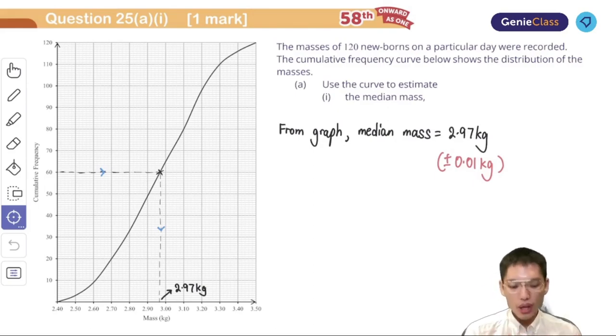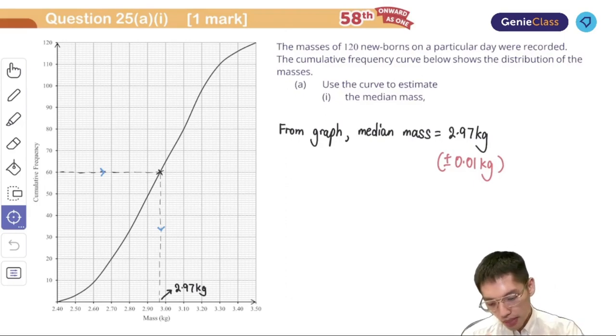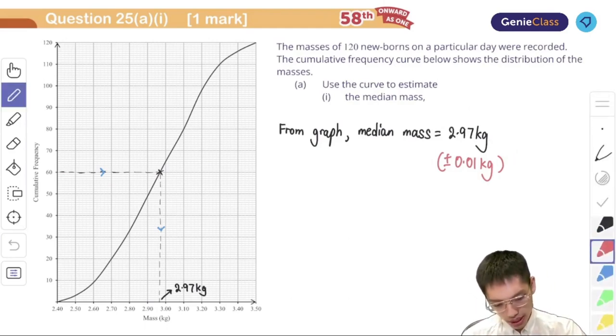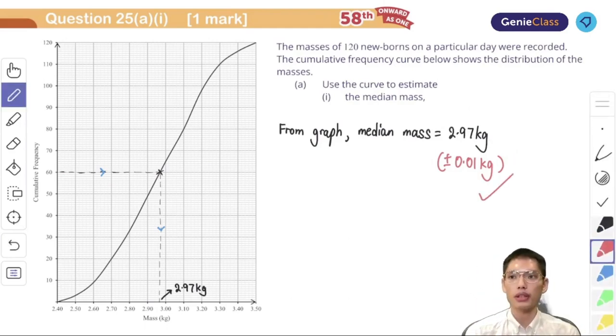Now, the next few questions are quite easy to find. Median mass, total frequency: we are finding the 50th percentile, which is the median, so we just trace it down. At 22, you should get 2.97. Error over here, plus minus 0.01, so that's where you get it, okay? Median mass is straightforward.